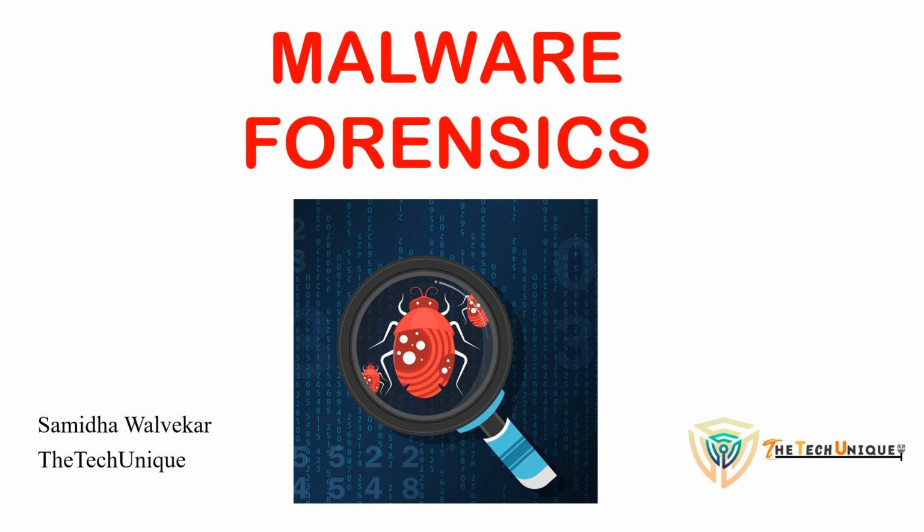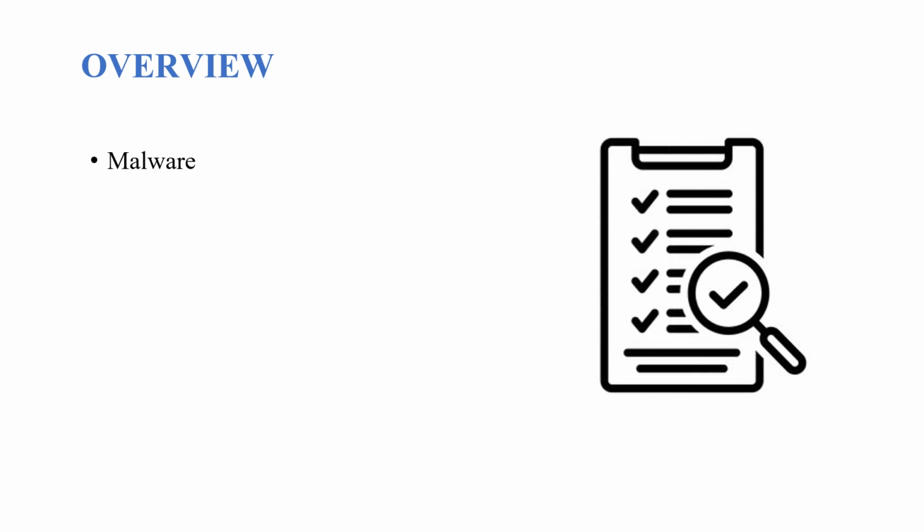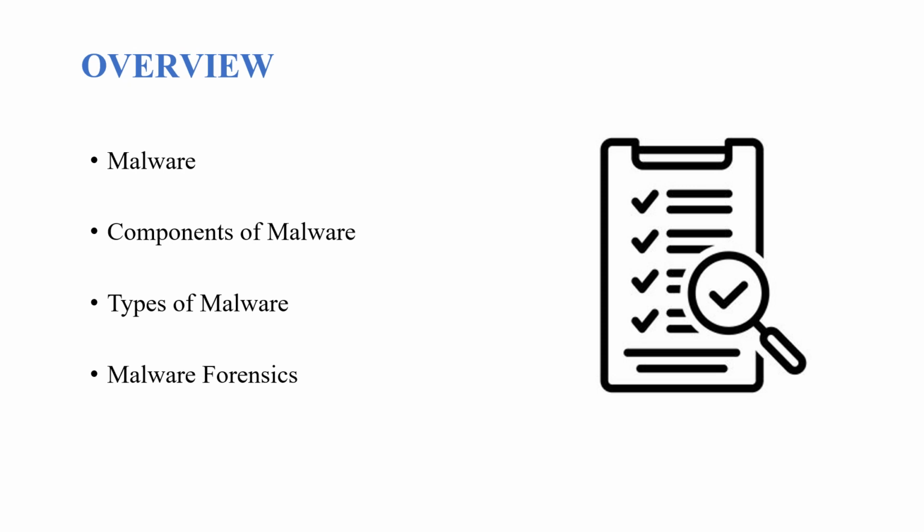Currently, malicious software, which is commonly called malware, is used as a tool for compromising the security of any system or any electronic device which is connected to the internet. So in today's session, we will see what malware is, its definition, then different components of malware, types of malware, then what is meant by malware forensics, and lastly, why there is a need for malware analysis. So this is our overview of today's session. So let's start.